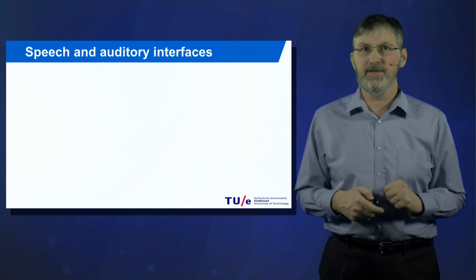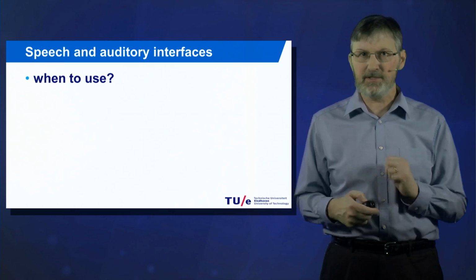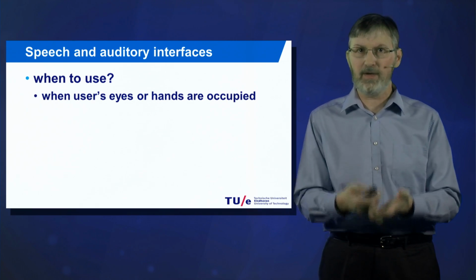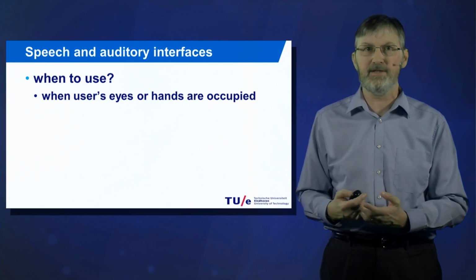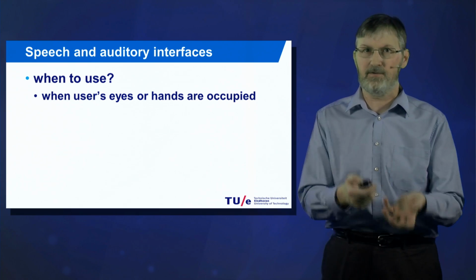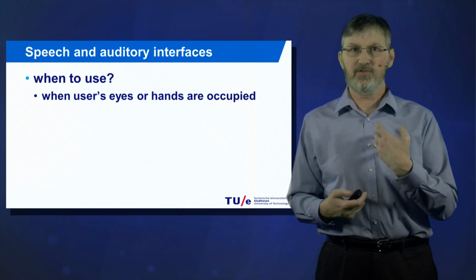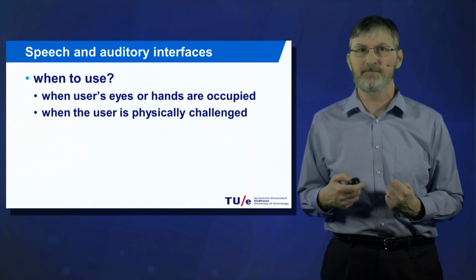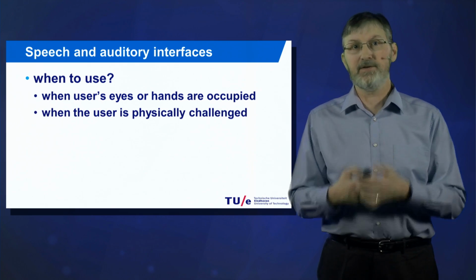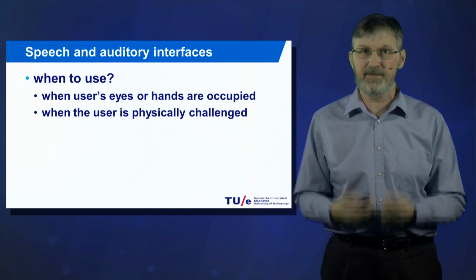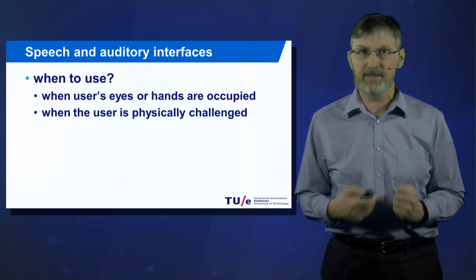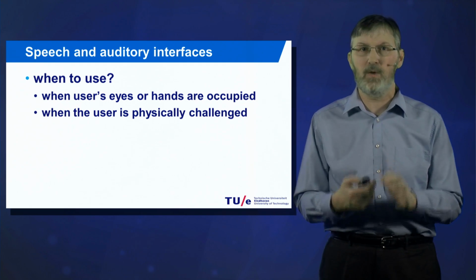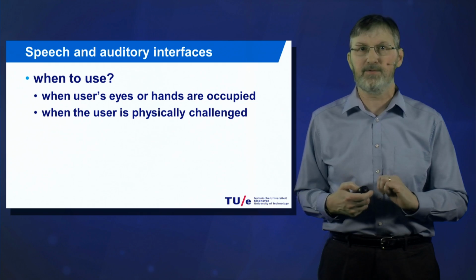When all of these interaction types are not possible, for instance, when we actually have to look elsewhere, or we are operating a machine with our hands and cannot use a keyboard, then speech and audio become good ways to interact with the computer. Speech and audio is also used for people who are physically challenged, people who cannot read a screen or cannot operate their hands sufficiently well, right, to type on a keyboard or control a mouse.